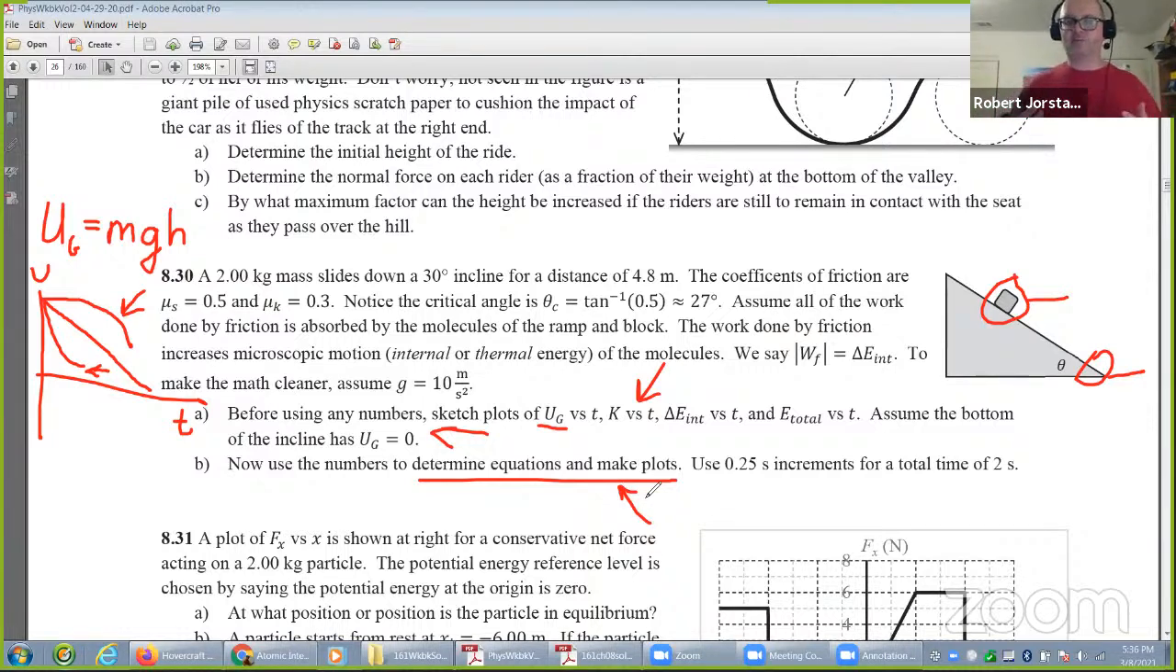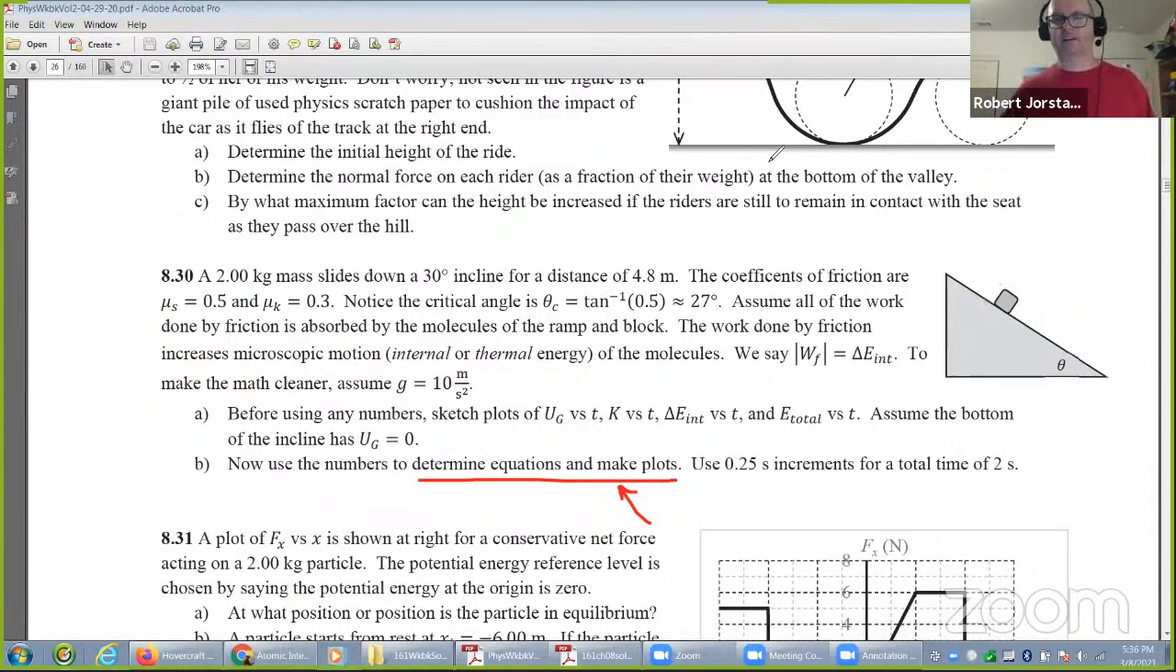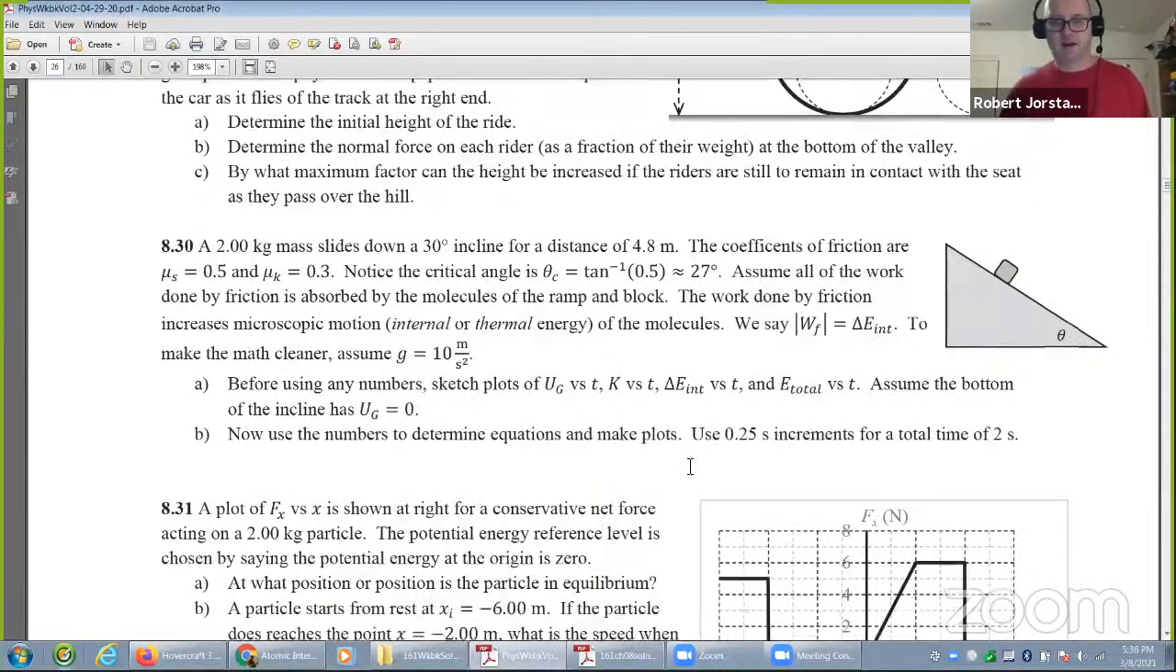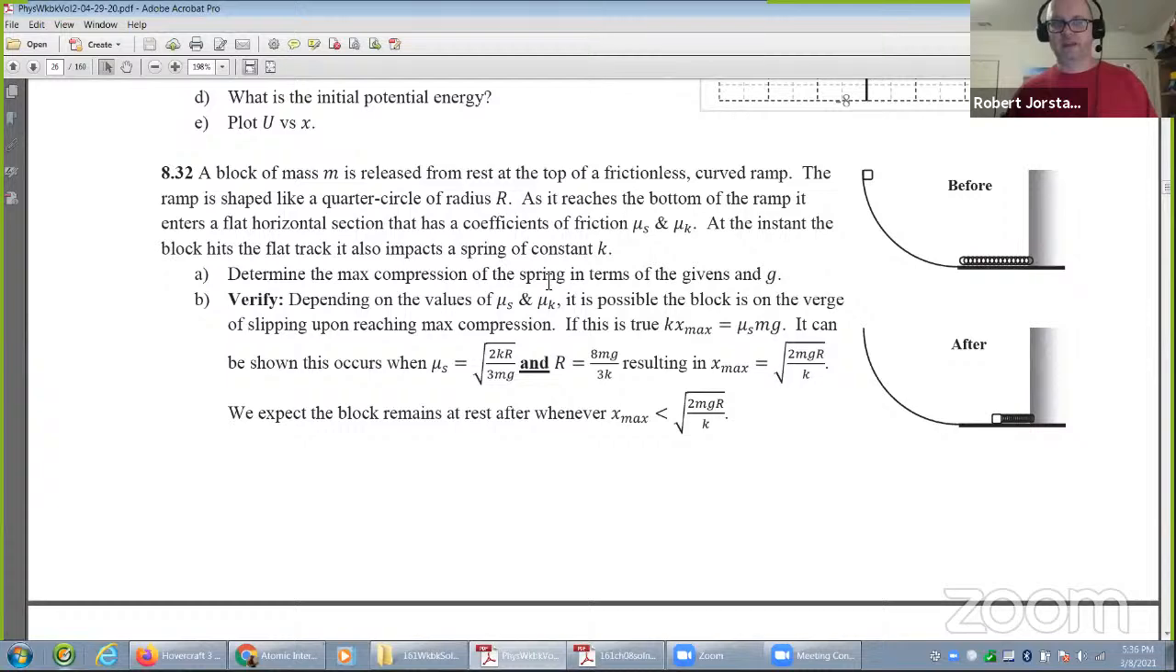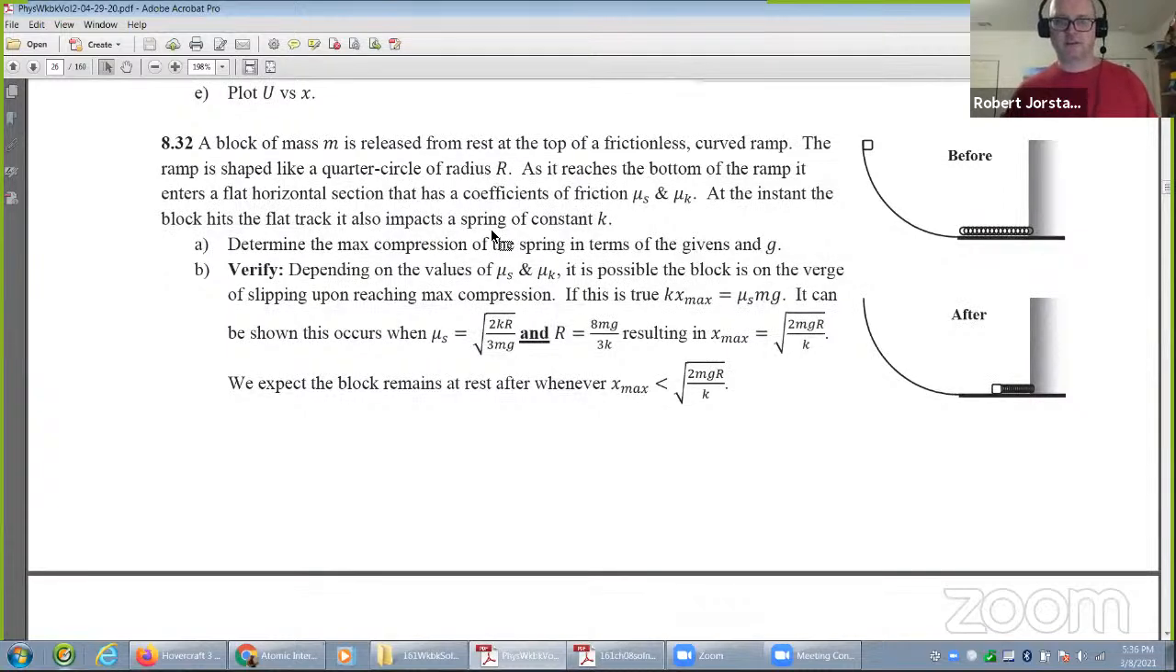Because every once in a while, you can clear up a misconception when you're making the plot because you're like, wait a minute, this doesn't make sense. I feel weird. All right, so plots are useful. That's it. All right, let's go to here. This is kind of a fun one. It's a standard block on a ramp with a spring and there's some friction. I think you could figure that one out.